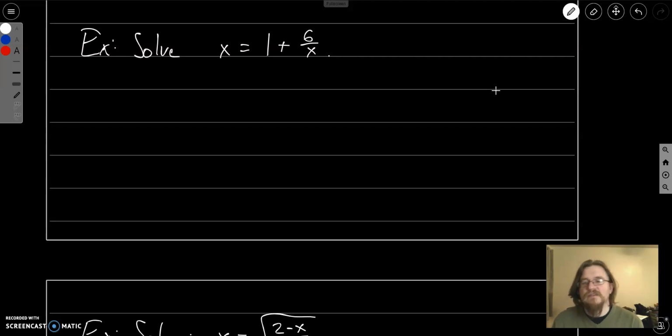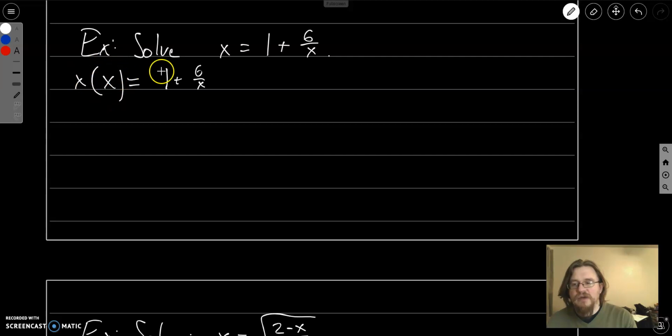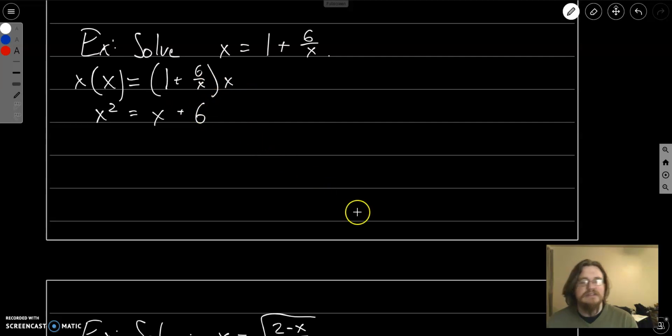My first instinct here is to go, I don't necessarily like fractions. Let's multiply everything by x and get rid of that denominator. So if I write this equation down again, what I can do is take both sides and multiply them by x. And what we'll see is that the fraction goes away. So we've got an x times x on that side. I'll need to distribute the x. So I've got a 1 times an x, which is x, and a 6 over x times x. So the x's will cancel on those to get 6.